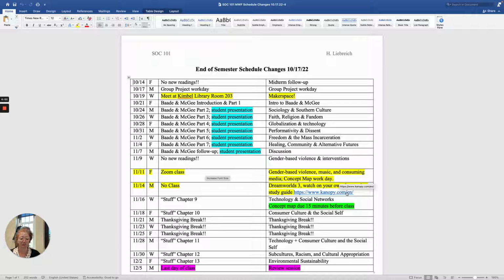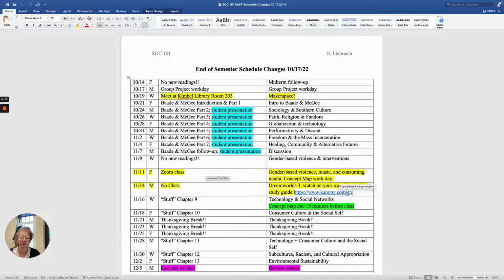If you do Dreamworlds 3, I'll be posting a study guide on Moodle that you can complete for portfolio points. And similar to Tough Guys, there'll be a submission portal for that study guide because it will be longer, but that will actually be you contributing to your portfolio points. So on your ongoing documentation of portfolio entries, you'll just say, on November 14th, I watched Dreamworlds 3, I completed the study guide, and I uploaded that study guide to Moodle, and that'll be your entry.